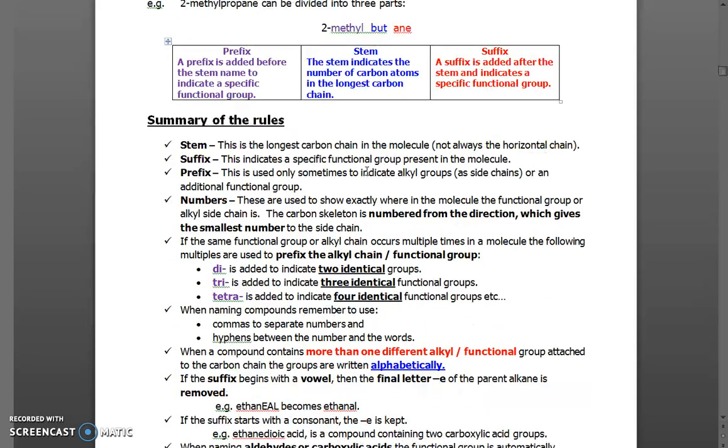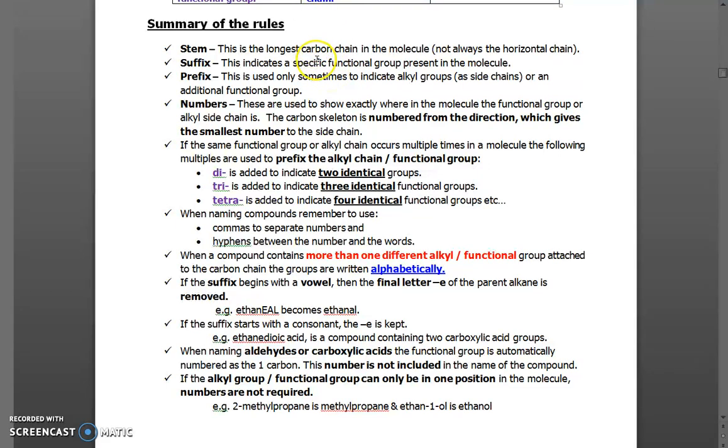Okay, so here is the summary of the rules, and this is really, really important that you understand this, because if you can understand these rules and follow these rules, then you can essentially name any organic compound. Okay, so first of all, you identify what the stem is in your molecule, which is the longest carbon chain. The suffix, which identifies which functional group you have. The prefix, you might not have a prefix. You might not have any alkyl chains or functional groups hanging off your molecule. Okay, but sometimes you will.